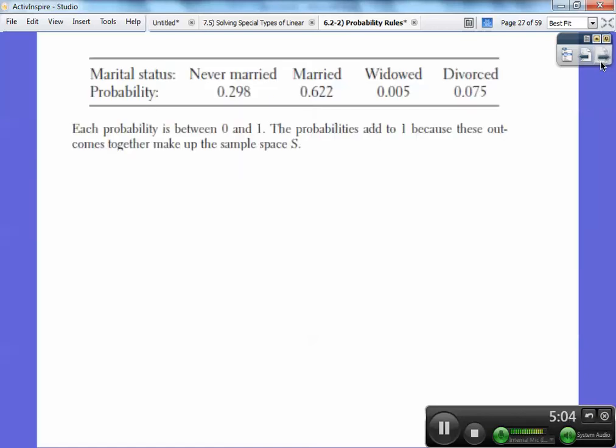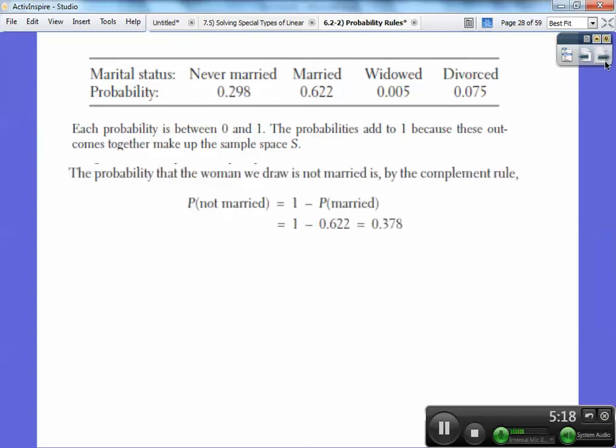So each probability is between 0 and 1. You see how these are in between 0 and 1 right here? And these probabilities all add up to 1 because the outcomes together give me the whole sample space of marital status for women ages 25 to 34.